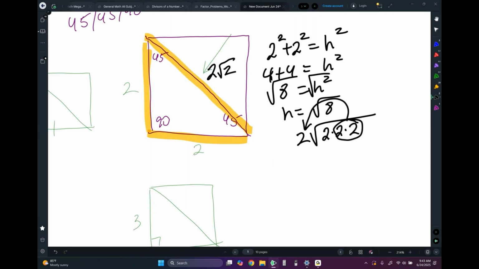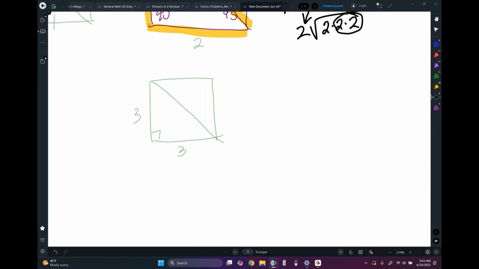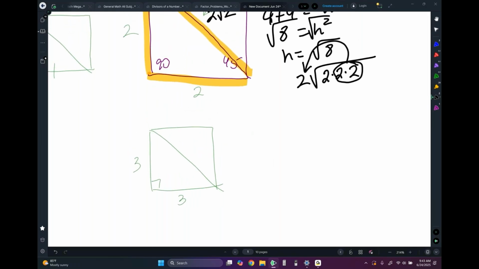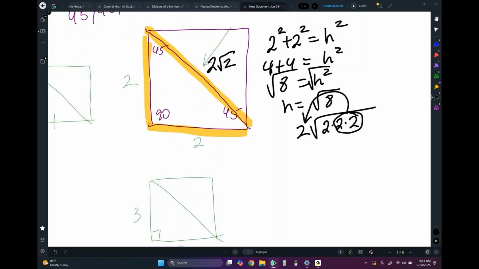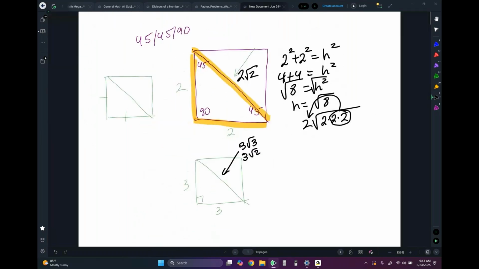Got it? Now, what if it's 3? Anya, back to you. Let's say it's 3. Look at this one. This was 2, 2, so it's 2 root 2. The question is: is this 3 root 3 or is it 3 root 2? We can see a pattern, right? 2, 2, 2 root 2. 3, 3, is it 3 root 3 or 3 root 2? So let's do it. We get 3 squared plus 3 squared equals 9 plus 9. So 18, right?